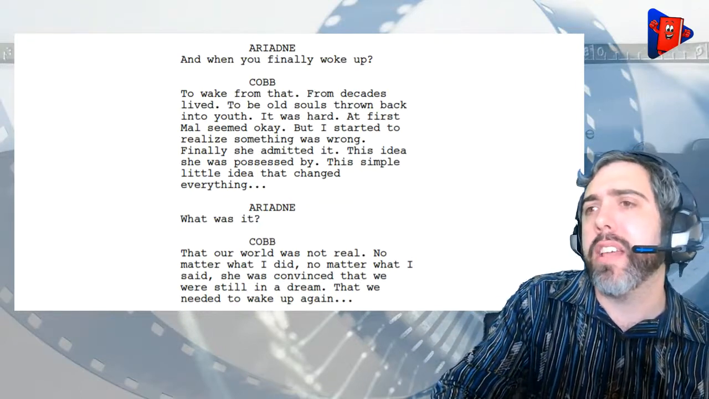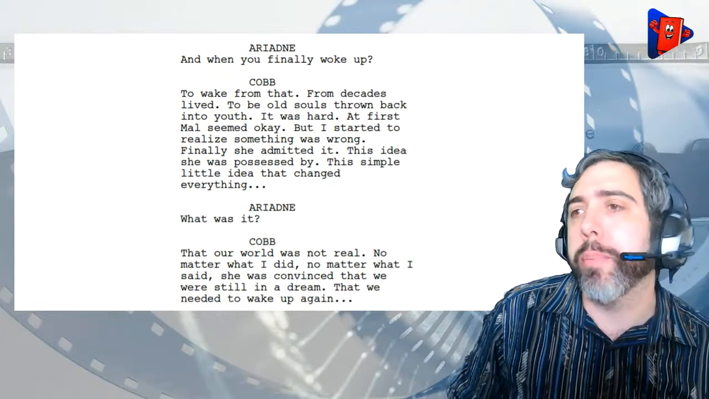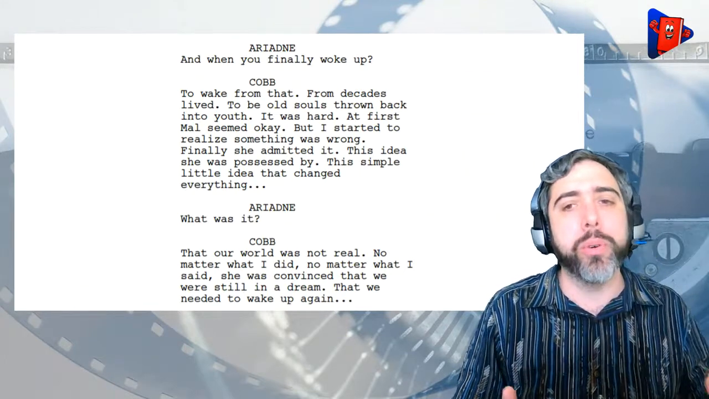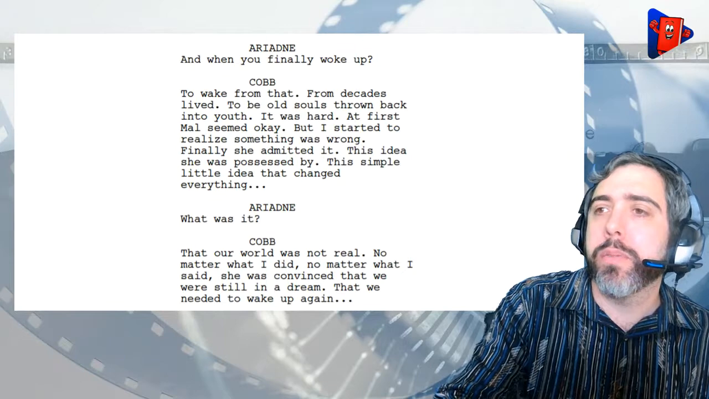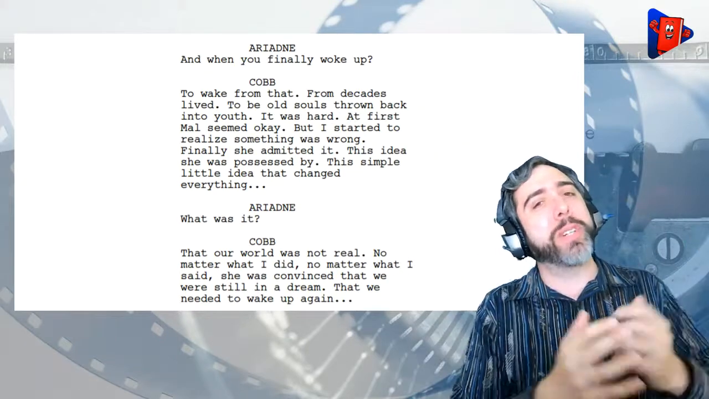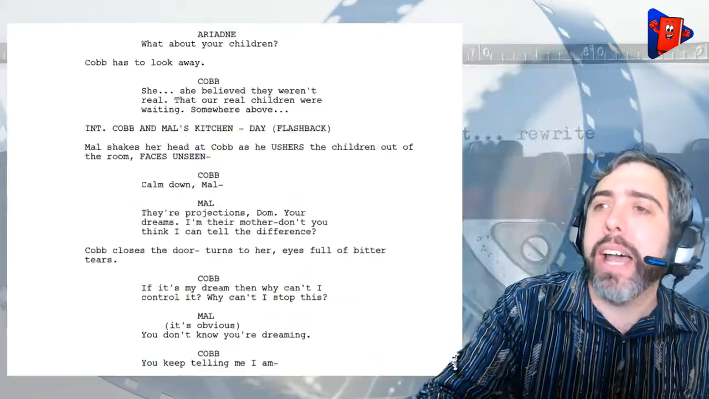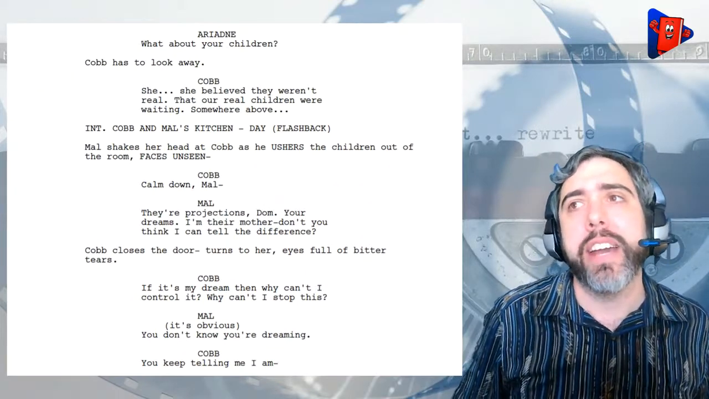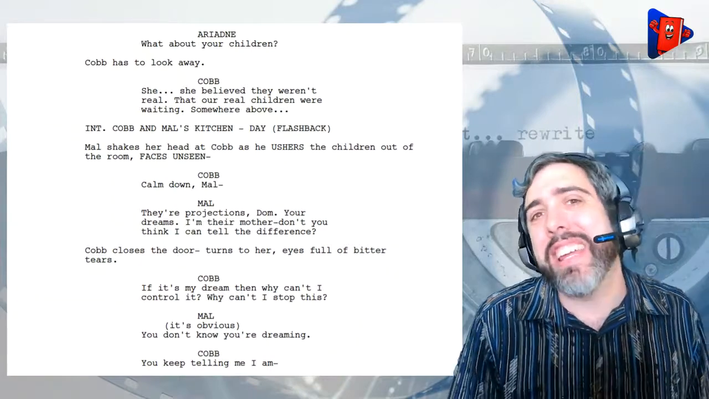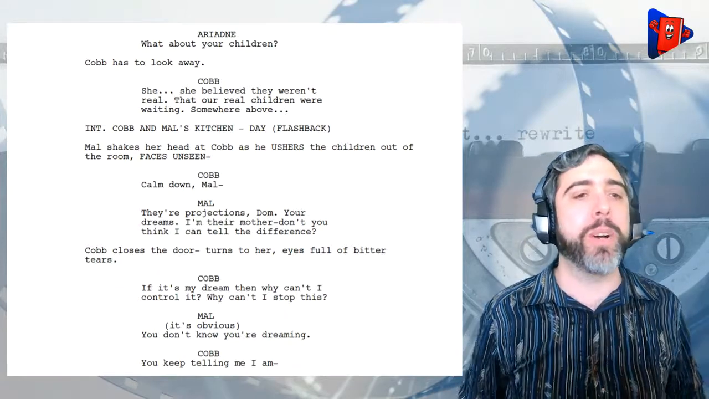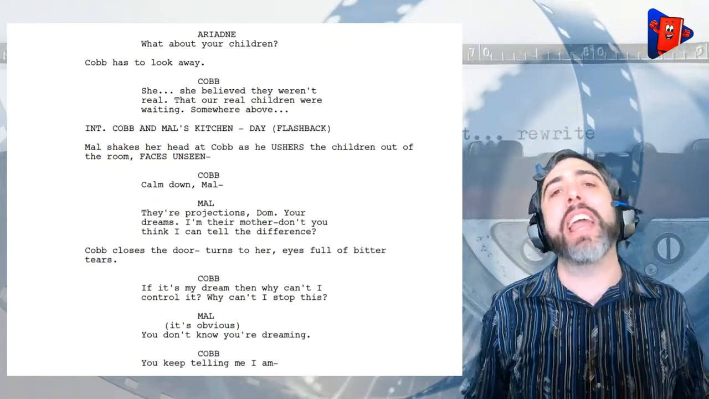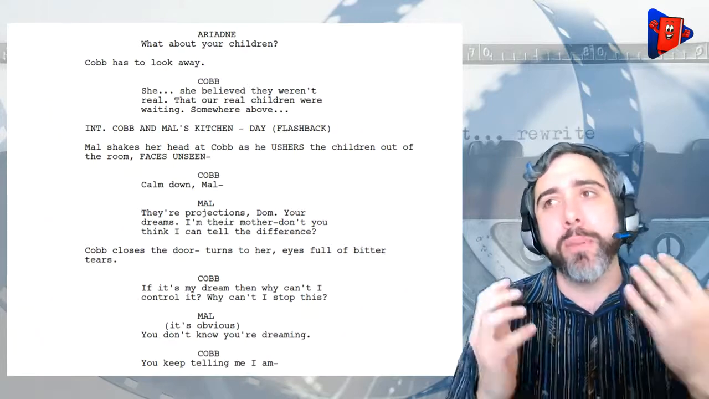So, yes, Cobb says that the world was not real. No matter what I did, no matter what I said, she was convinced that we were still in a dream. So there was nothing that he could do to make her want to wake up. She would believe that the actual reality, well, depending on your viewpoint in the movie, actual reality was not, in fact, actual reality. But there are people that take the interpretation of this film that Ariadne is actually correct the whole time. You have options. And I think the fact that the story makes them question that is a testament to how well written it is. When it's a story about questioning reality and you make the audience question what is reality in the movie, brilliant. Great job.